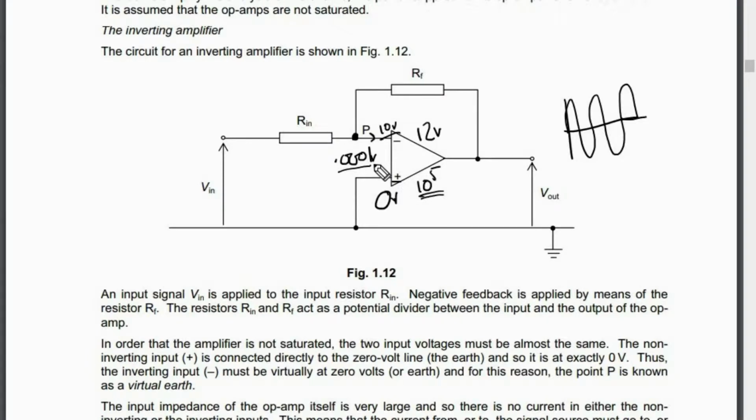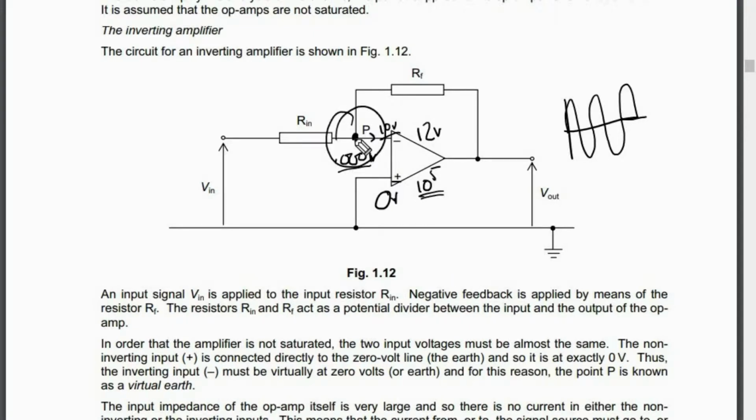Yes, then you have to mention 3-4 points. Number 1, you have to say the non-inverting input is exactly 0 because it's earth. Point number 2, the op amp has extremely high gain. So to not saturate the output, point 3, the inverting input has to be very less, extremely small. Does that make sense? The inverting input has to be extremely small, virtually 0, and hence point P is known as virtual Earth.